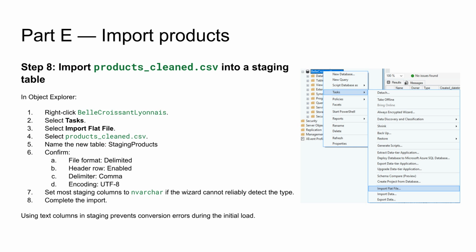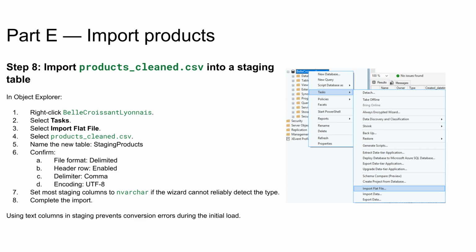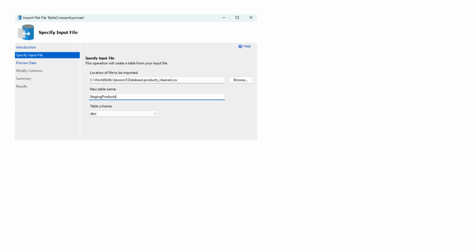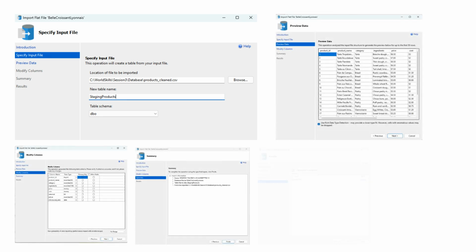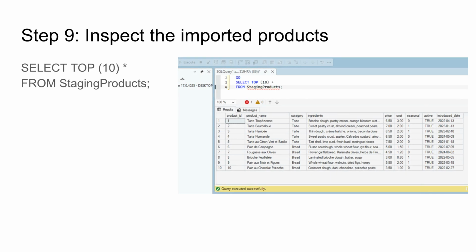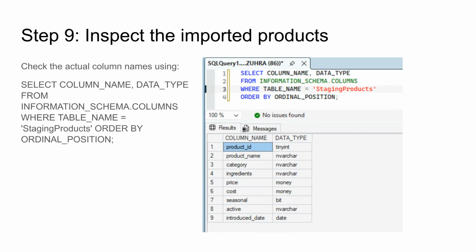To start, import products_cleaned.csv into a new staging table called Staging Products using the Import Flat File Wizard in SSMS. Follow the wizard prompts carefully, ensuring you map your file settings correctly to the new staging table, as shown in these steps. Finally, run a quick select query on your Staging Products table to inspect the imported data and ensure everything is correct.